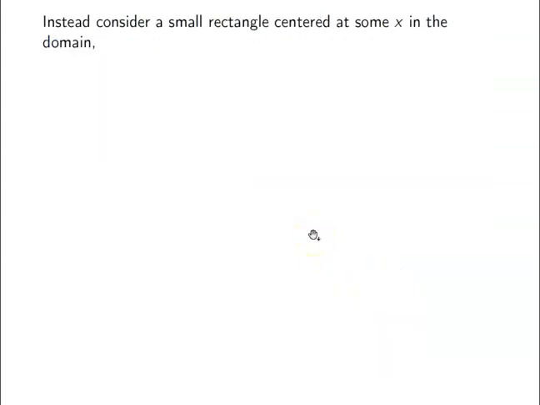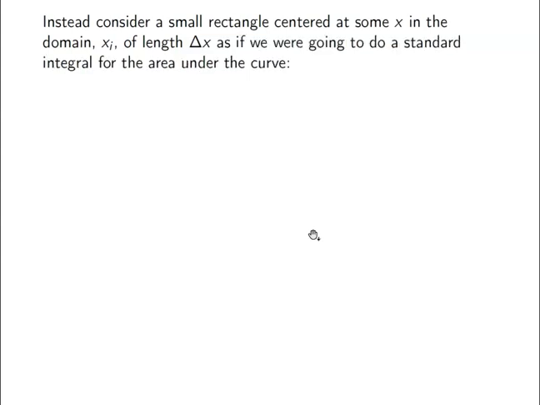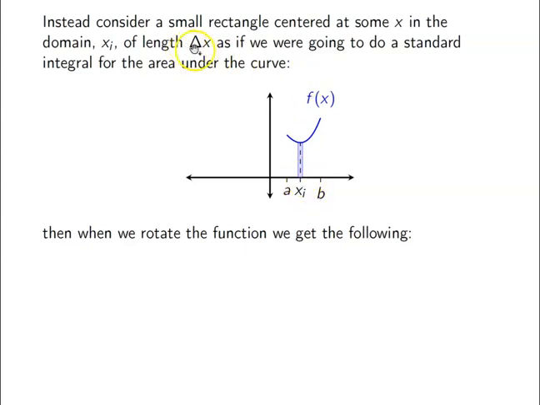Instead, consider making a small rectangle that's up and down like we normally do. It's centered at some x within our domain, which we'll call x sub i, and say it has a width of delta x, just like a regular rectangle when we do a regular integral. We're going to do the standard integration. So this is my curve of f from a to b. I'm going to find the function height at x sub i, and then I'll have a small width here of delta x for the rectangle that I'm forming for my integral.